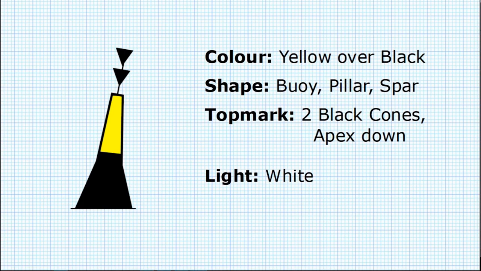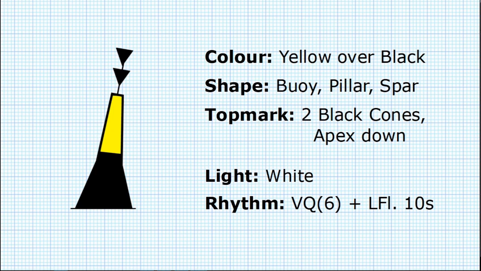Light, again, is going to be a white light, same as all cardinals, and the rhythm is going to be flashing 6 times, and then there's going to be a long flash. If those flashes are very quick, the period is 10 seconds. If they're quick, the whole period is 15 seconds. Looking at it at night, we can identify it because of those 6 flashes, and then the long flash. It's quite easy to count and quite distinctive. 6 we can easily count up to that, and then the long flash just confirms it's a south cardinal. It's the only cardinal that's going to have that long flash in its flashing pattern.